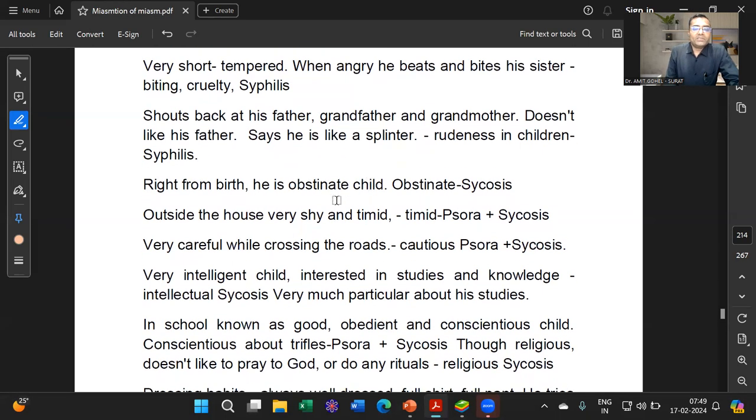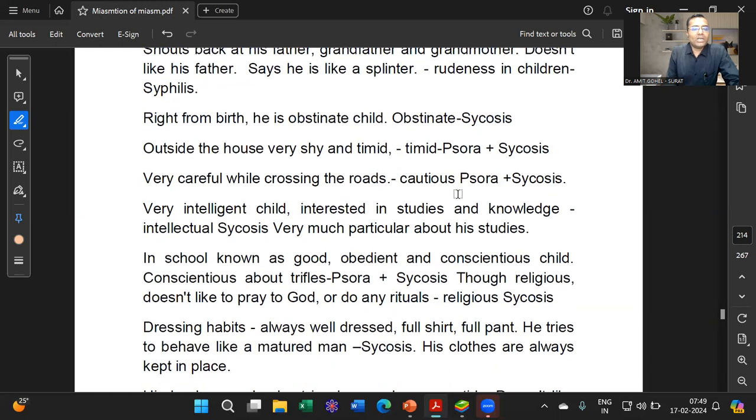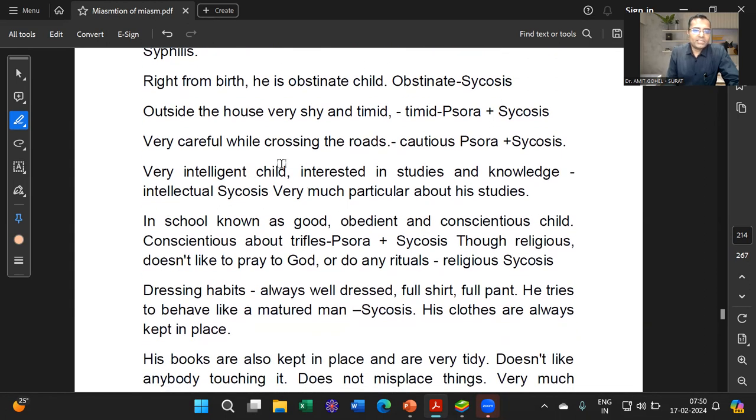Right from birth, he is an obstinate child. So obstinate is psychosis. Outside the house, very shy and timid. So timid is sora plus psychosis. Very careful while crossing the road. So cautious, sora plus psychosis. Very intelligent child, interested in study and knowledge, intellectual, psychosis, very particular about his studies. So intellectual is psychosis and diligence is sora.